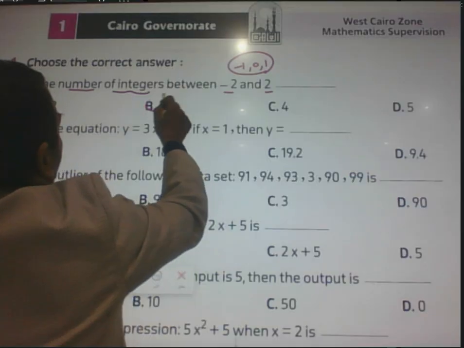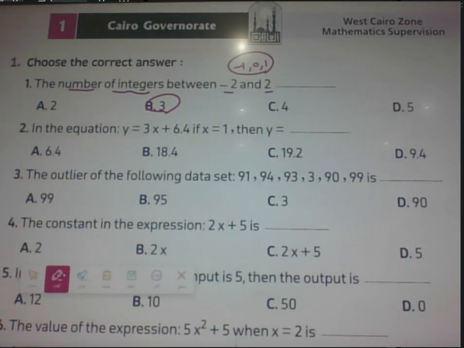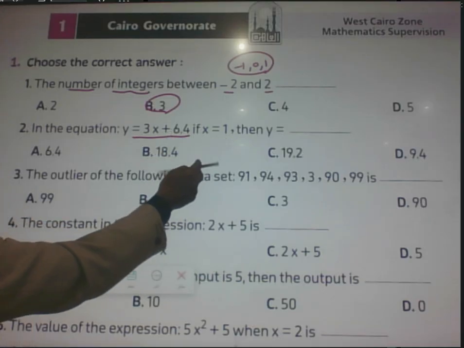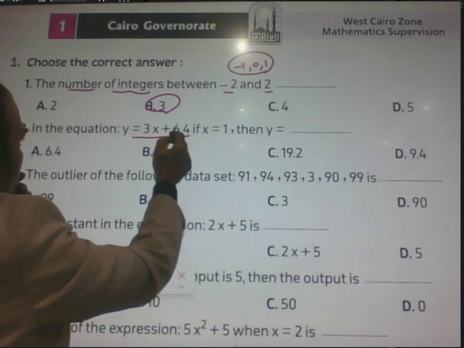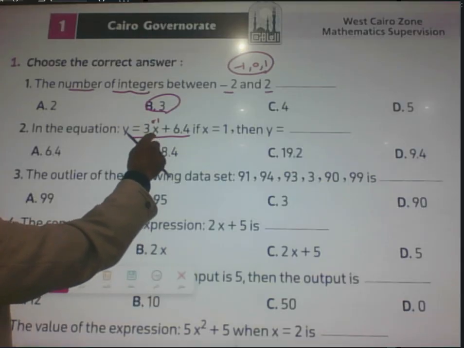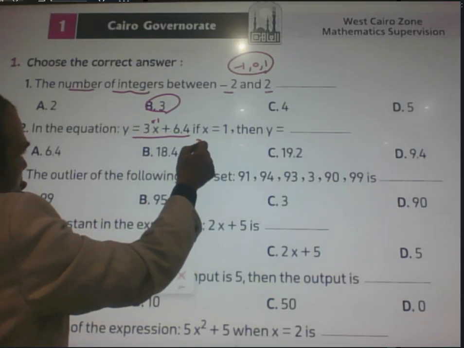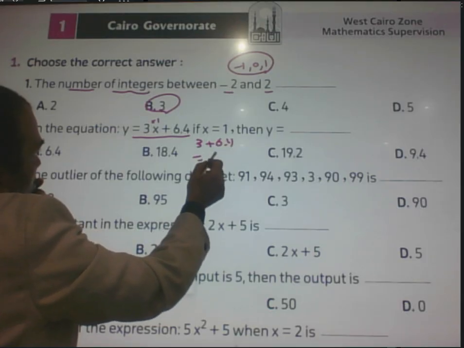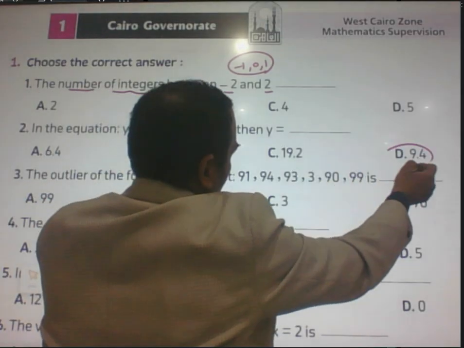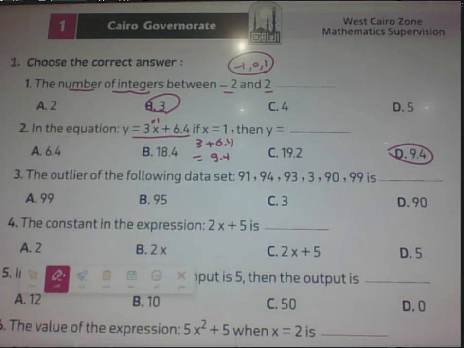We have three numbers. Next question number 2: the equation y equals 3x plus 6.4. If x equals 1, we can find the value of y. Put x here equal 1. 1 here, x is independent and y is dependent. 3 times 1 equals 3, plus 6.4 equals 9.4. The result will be 9.4. Choose letter D.